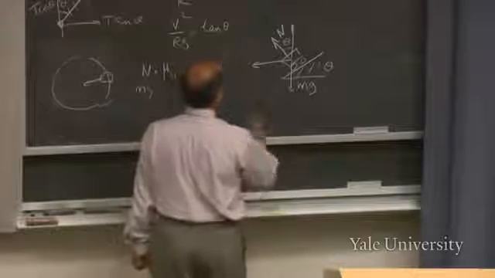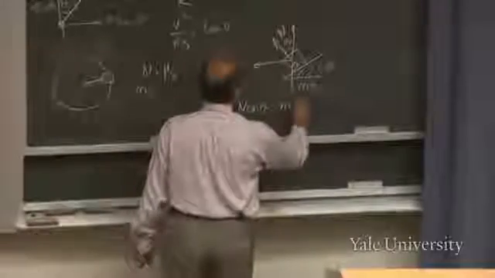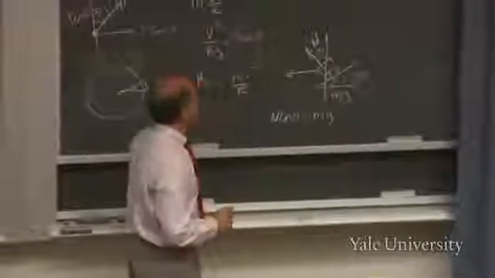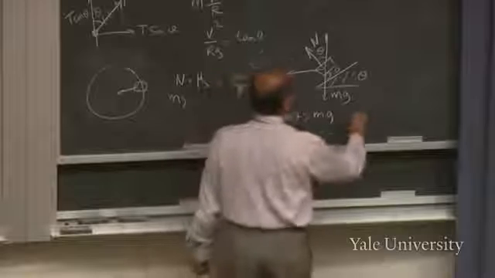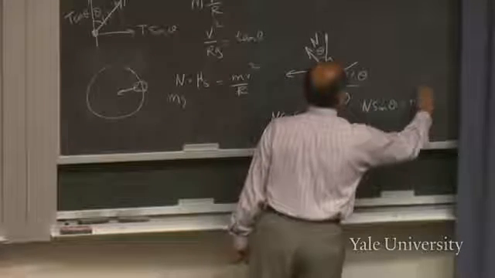So what do I find? I find n cosine theta equals mg, and n sine theta equals mv squared over r.